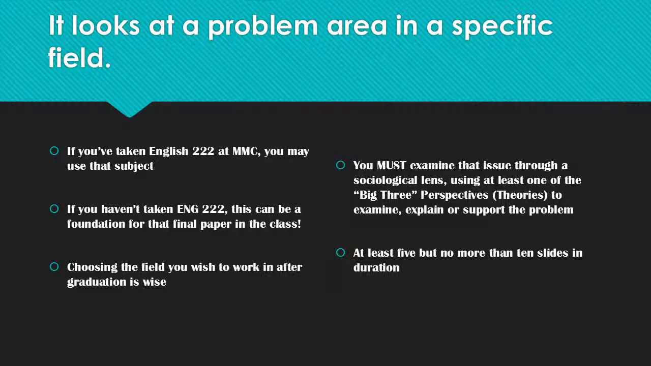You must examine that issue through a sociological lens using at least one of the big three sociological perspectives or theories, so that you can examine how that would explain or support that inequality, that problem area. And you need to have at least 5 slides. That's bare minimum, and that's really pushing it, but no more than 10 slides if you possibly can. Unless you're making it less is more, so you're putting less information on each slide, and then you might want to fall outside of the 10 slide maximum.